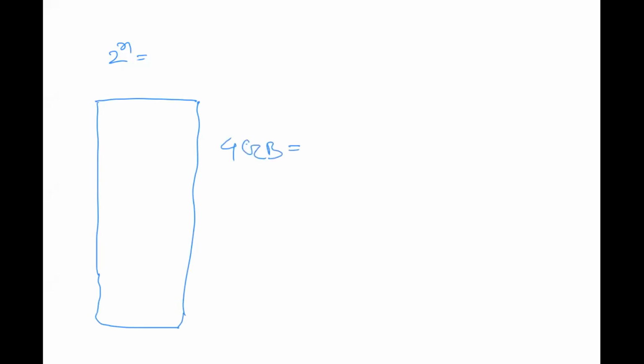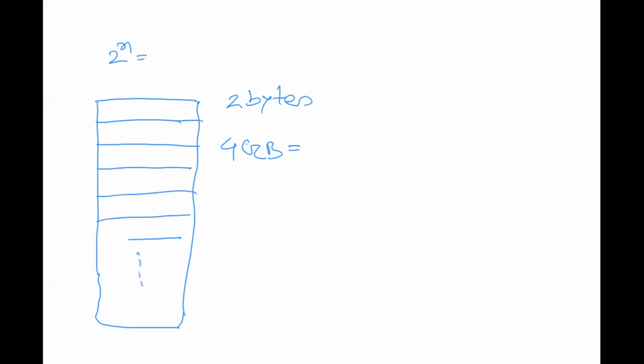So 4 GB is nothing but how many bytes? Let's say your word size is 2 bytes, as in a 16-bit machine. I'm just telling you that the word is 2 bytes in size, all the way up to 4 GB. Word size is 2 bytes.